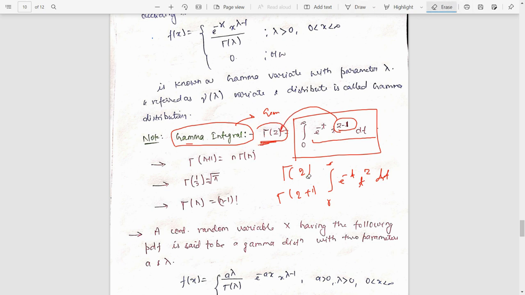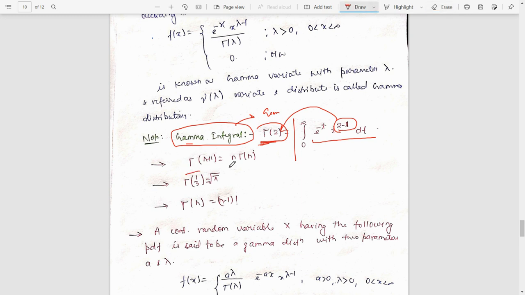But obviously there are some properties of the gamma integral, and this property will be enough for you to solve the questions related to the gamma distribution. So gamma n plus 1 is equal to n into gamma n. This particular property is there. So let's say you are talking about gamma n minus 1. This will be n minus 1 into gamma n minus 2. So gamma n plus 1 is equal to n into gamma n. This is the property of the gamma integral.